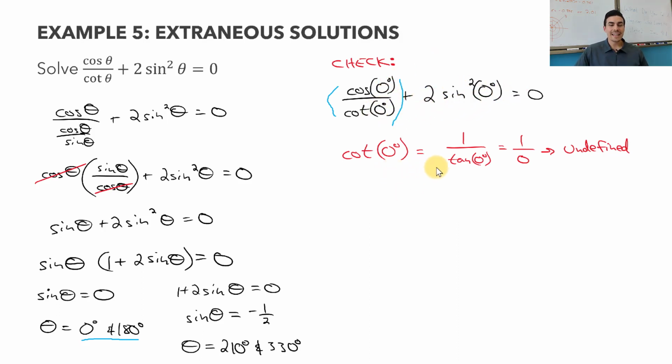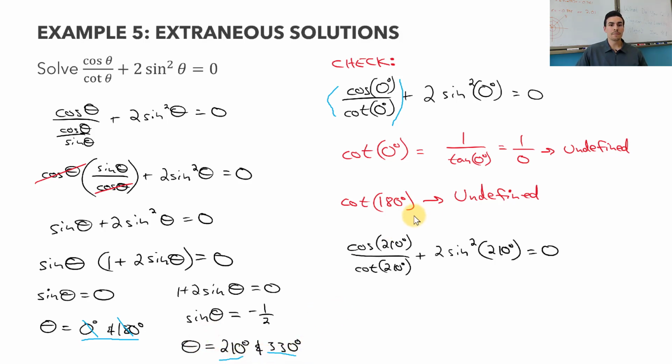And the same thing happens with cotangent of 180 degrees. That's also undefined, meaning that this is not going to be a true statement. So both of these, 0 degrees and 180 degrees, are not actually solutions. Those are what we call extraneous solutions. Now we can go ahead and test for 210 and 330.